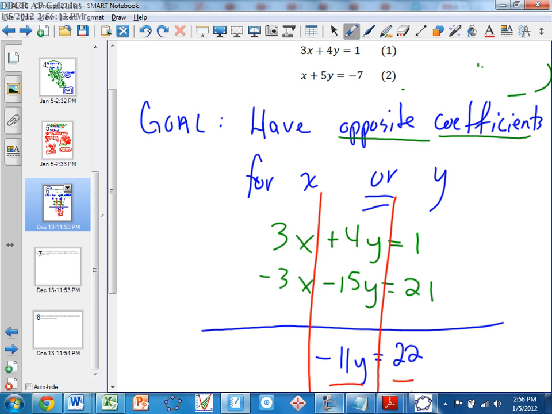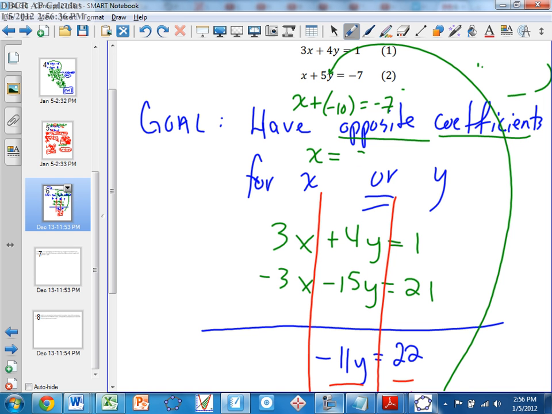So y is negative 2, so I'm going to plug in a negative 2 right here. I'm going to get x plus, what's 5 times negative 2? Negative 10. That's what I get when I plug in the negative 2. I'm taking my answer from down here and plugging it in right there. Add 10 to both sides because it's a negative 10. X becomes 3. Negative 7 plus 10 is positive 3.